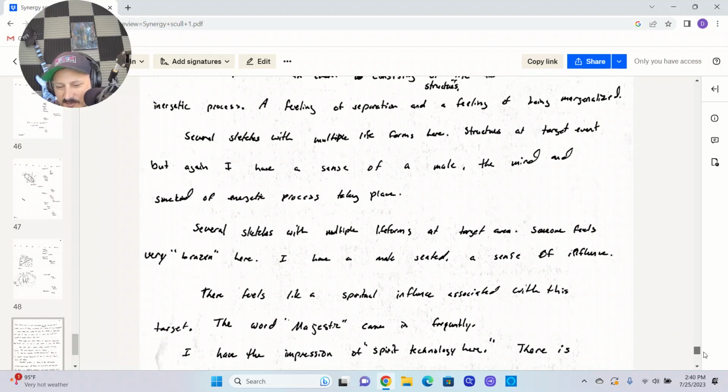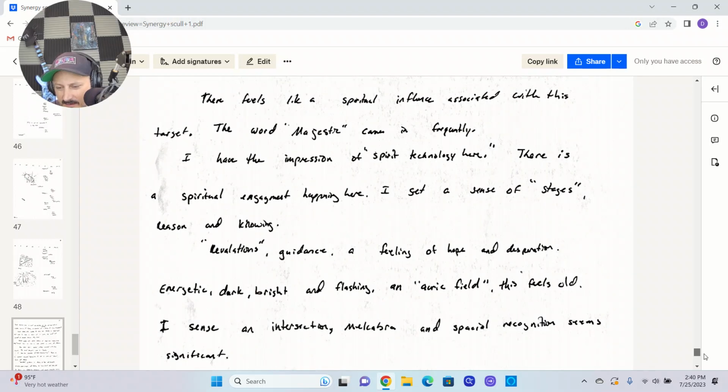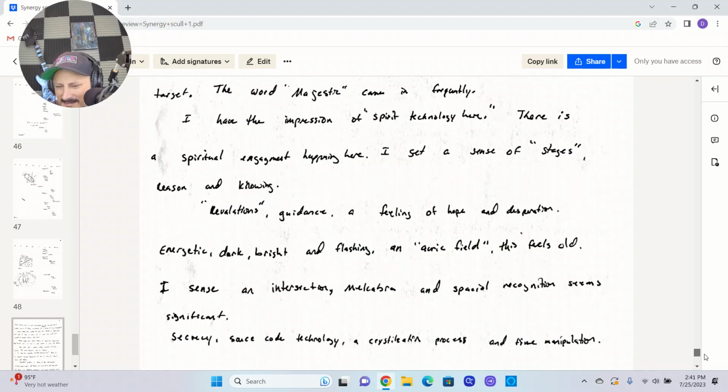There feels like a spiritual influence associated with this target. The word majestic came in frequently. I have the impression of spirit technology here. There is a spiritual engagement happening here. I get a sense of stages, reason and knowing, revelations, guidance, a feeling of hope and desperation. Energetic, dark, bright, and flashing, an auric field. This feels old. I sense an intersection, a macabre.